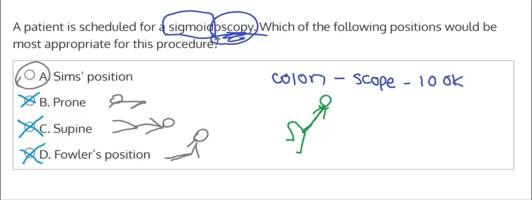So that leaves us with the choice we initially predicted, which is option A. The Sims position is the most appropriate choice for a sigmoidoscopy.